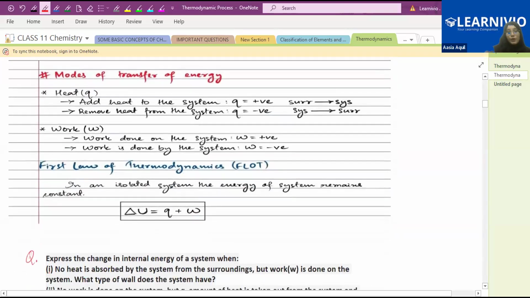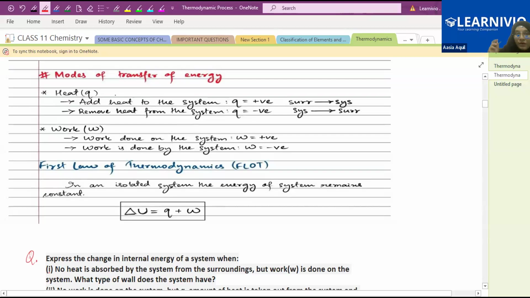Next is modes of transfer of energy. Yeah, this is important. Now, the first one is heat. Heat is again a form of energy. Heat and work are both different forms of energy. So heat is denoted by small q. Small q जहाँ पे भी होगा, it means it's heat.